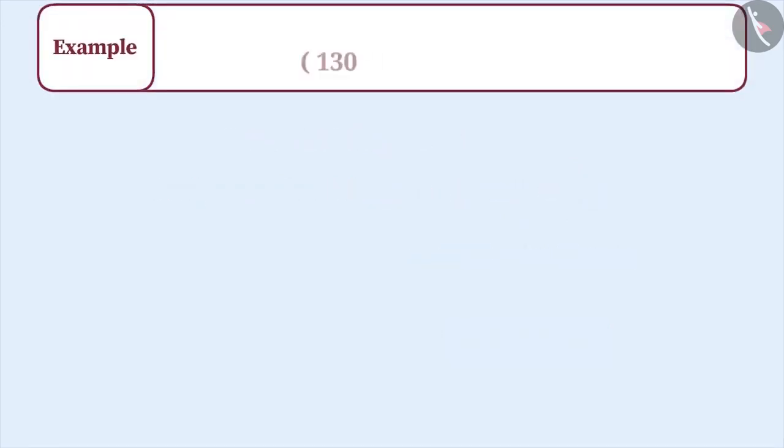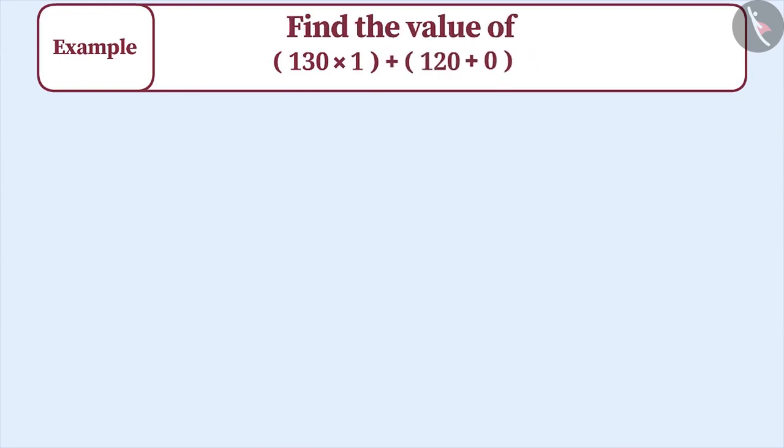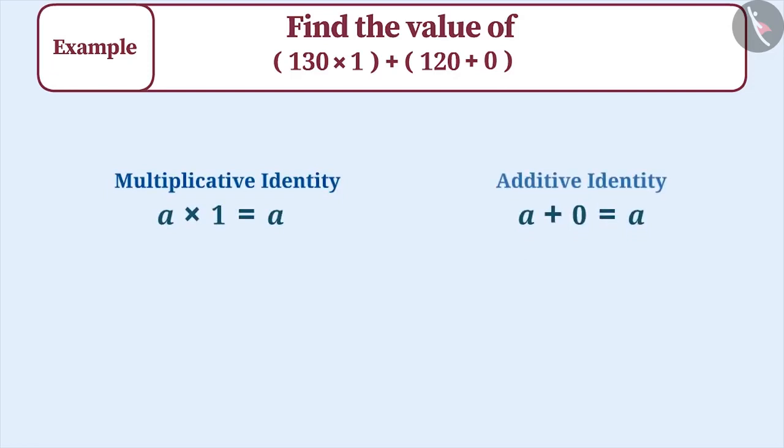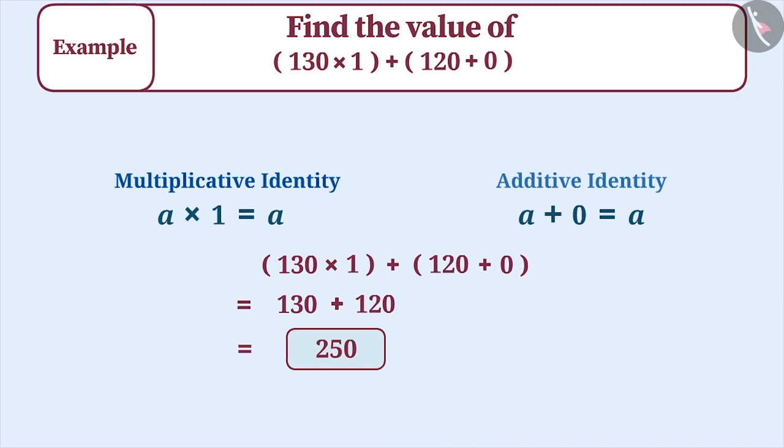Next example. Find the value of 130 multiplied by 1 plus 120 plus 0. To solve this, we definitely need to understand the multiplicative identity and the additive identity. Multiplying the number 130 by 1 gives the same whole number, that is 130. Similarly, when 120 is added to 0, we will get the same number. 130 plus 120 is equal to 250. That is, the solution of the given example is 250. Such examples can be solved easily by understanding the multiplicative identity and the additive identity.